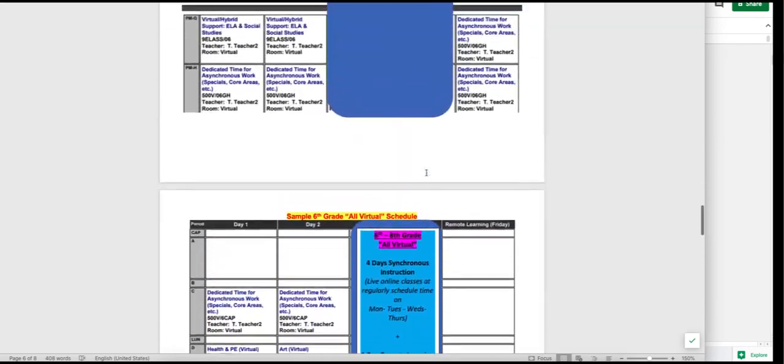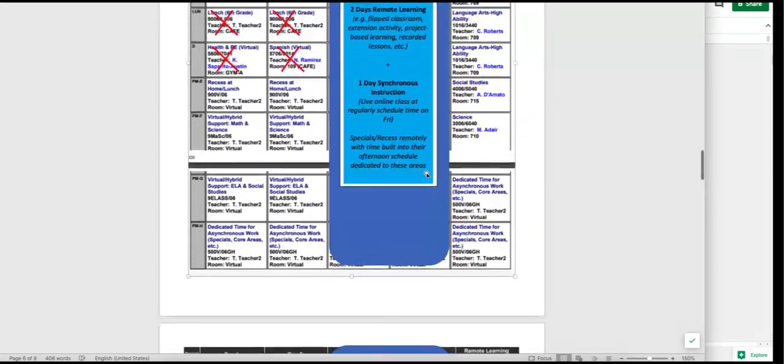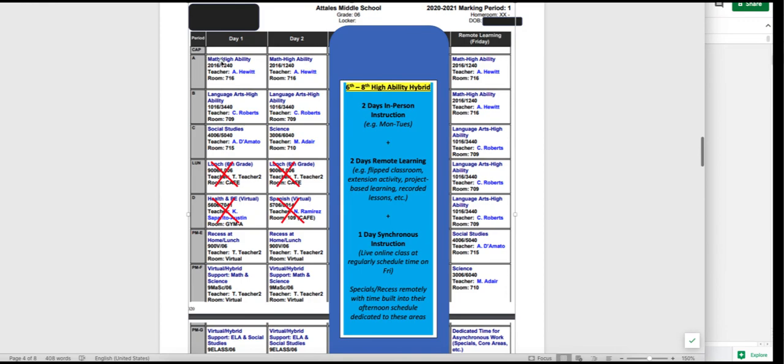Now, here's an example of 7th and 8th grade. With 6th grade, when you look at the in-person schedule, it's actually pretty easy for them because their specials occur at the last block. So their schedule is accurate. Math, language arts, social studies, math, language arts, science. They don't have to worry about bumping up blocks.